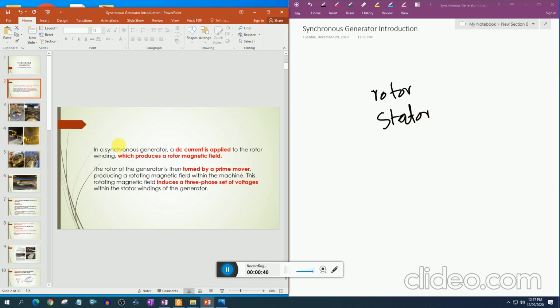Principle of the synchronous generator. In a synchronous generator, a DC current is applied to the rotor winding, which produces a rotor magnetic field. The rotor is rotated by the turbine, and the turbine is rotated by some external source, either water, thermal energy, steam, or whatever. The turbine shaft is connected to the rotor, and then the rotor rotates. The magnetic field on the rotor is generated by an external DC supply.